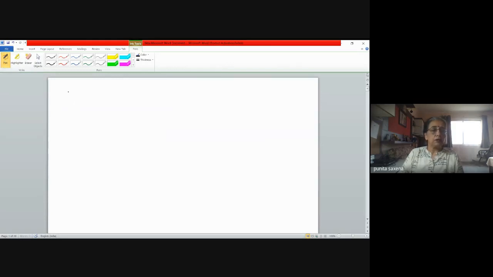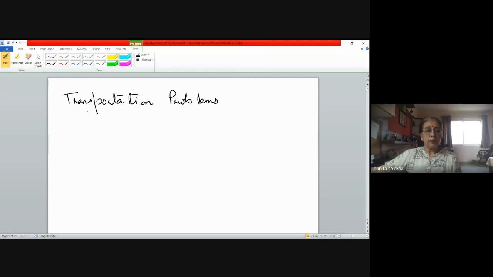Now, coming back to what we had discussed the other day, we had defined what we called the transportation problems. And what we had seen last time was that we need to have sources and destinations.